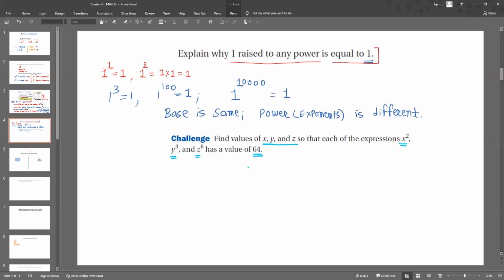Here the question is: find the values of x, y, and z so that the expressions x square, y cube, and z raised to 6 have a value 64. So how can we find the values of x, y, and z? Can you identify this? You can try to solve it in your notebook, and then you can tell me the answer, no problem.